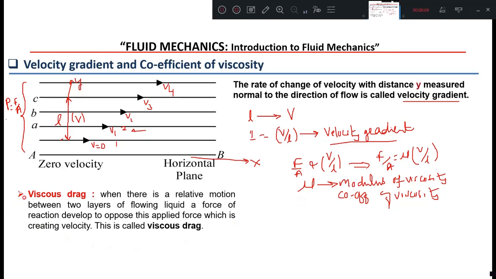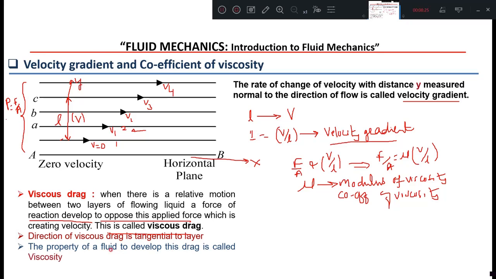So as I explained earlier, when there is a relative motion between the two layers of a flowing fluid or flowing liquid, a force of reaction develops to oppose this applied force, which is creating a velocity. This is called viscous drag, and the direction of viscous drag is always tangential to the layer. Thus the property of a fluid to develop this drag is called viscosity.